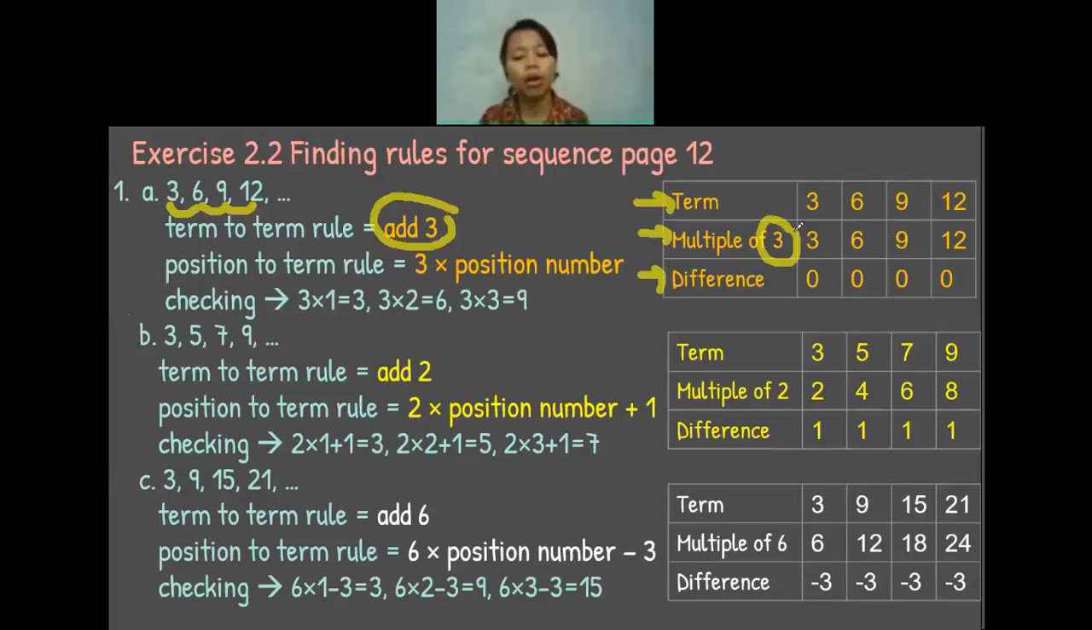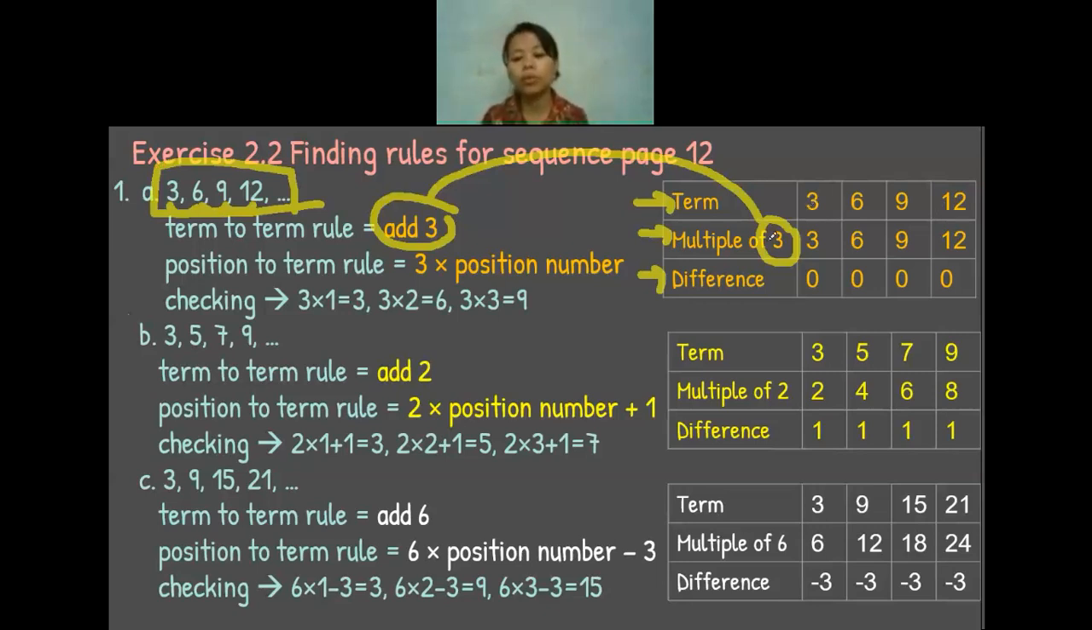It's not always a multiple of 3. It can be a multiple of 5. It can be a multiple of 7. It depends on the term to term rule given. Because the term to term rule is add 3, here we have to find the multiples of 3. The terms are from the sequence given. The terms here are 3, 6, 9, and 12. So I wrote 3, 6, 9, 12.